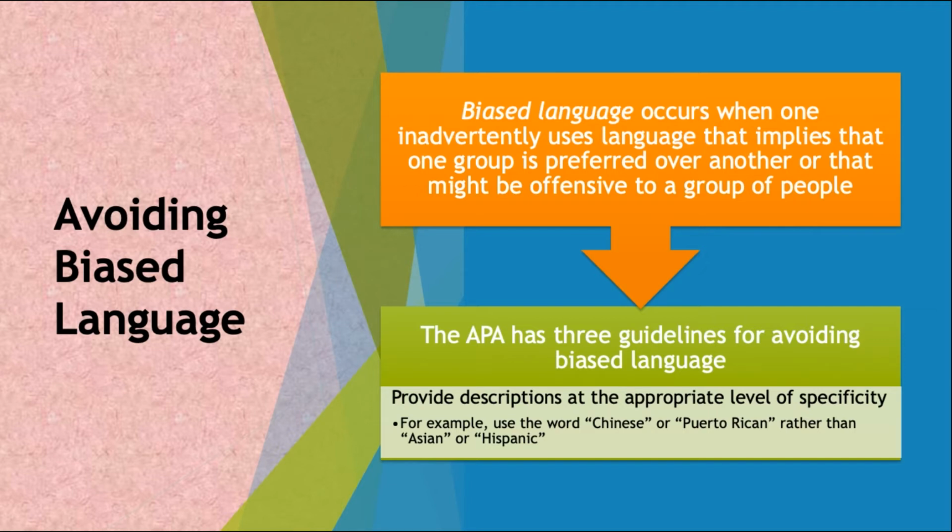The first one refers to providing descriptions at the appropriate level of specificity. For example, when you describe ethnic groups, avoid using general terms such as Asian or Hispanic, and be specific. If your participants were Chinese or Puerto Rican, use those specific terms.